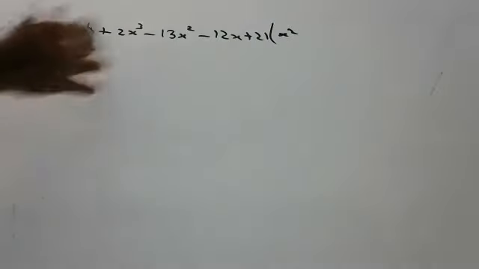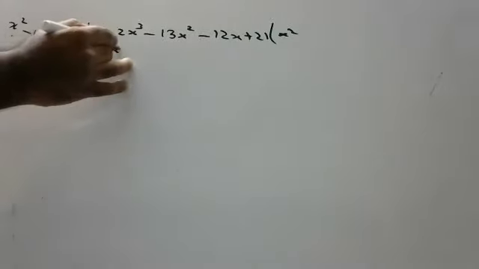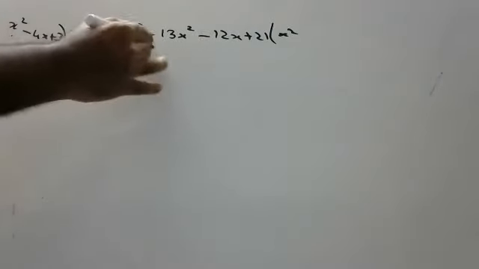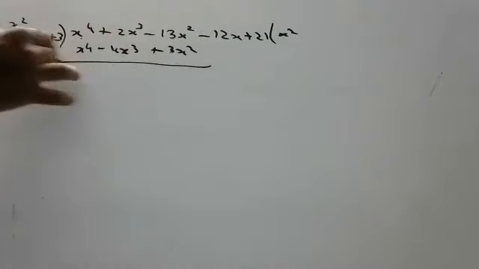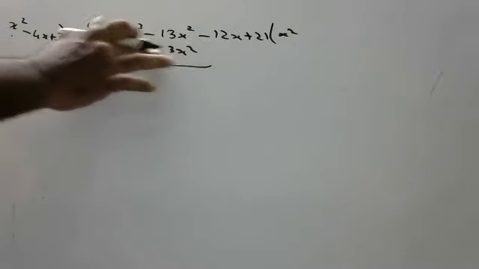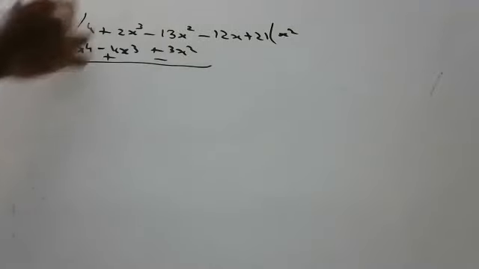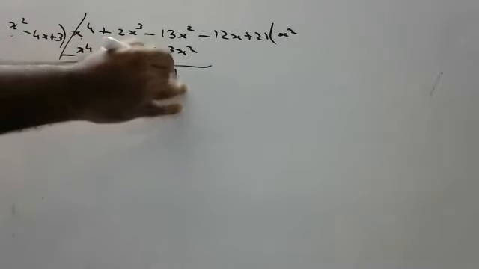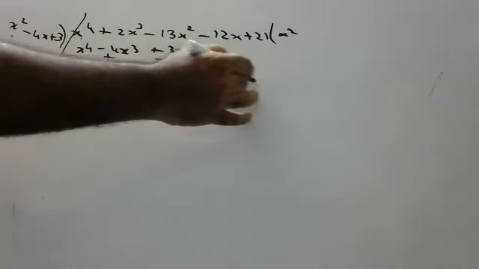x⁴ by x² is x², children. x² into x² is x⁴. x² into minus 4x is minus 4x³. x² into plus 3 is plus 3x². I hope you are able to understand. Minus plus minus, this is gone, children. 6x³ minus 16x² minus 12x.